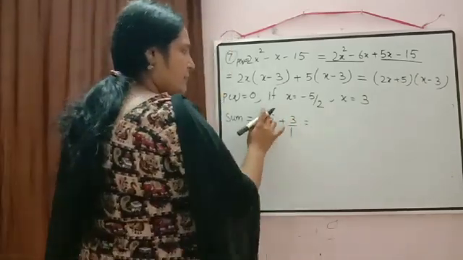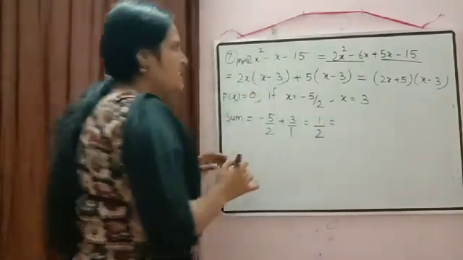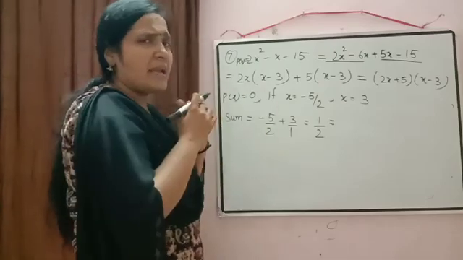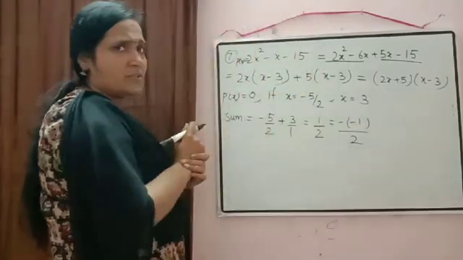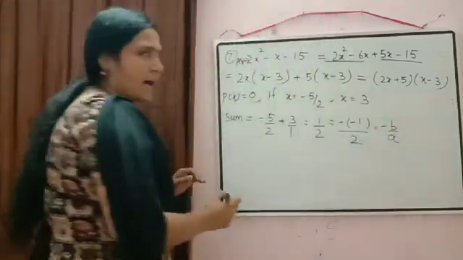Then we will get here minus 5 plus 6, 1 by 2. But check here our value of b is minus 1. So somewhere minus 1 should come. So 1 can be written as minus of minus 1. So here it will be equal to minus b by a.